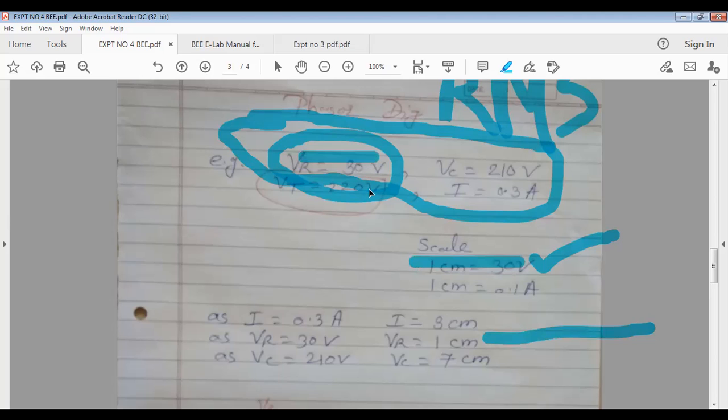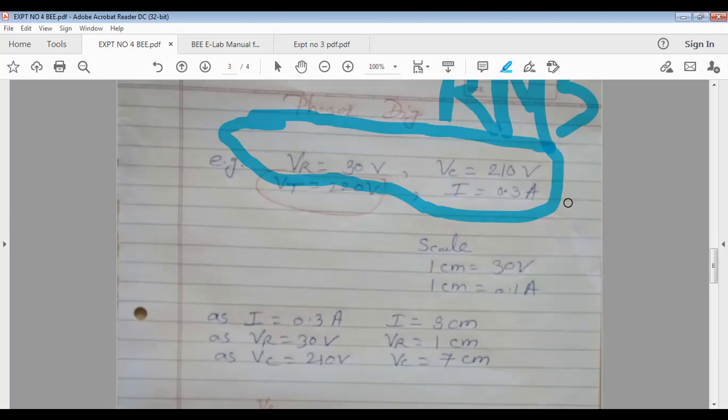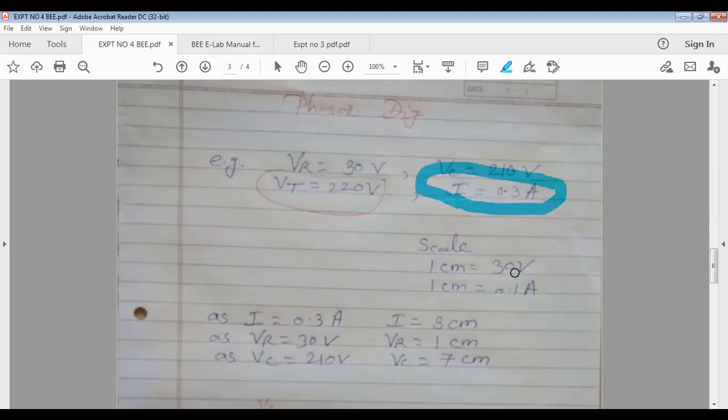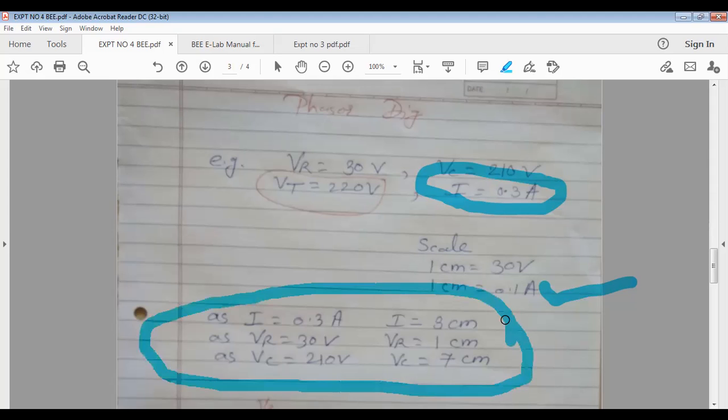VR will be 1 centimeter because the scale I have selected is 30 volt equals 1 centimeter, and VR is, suppose, 30 volt. Then see the value of VC and the scale. So VC will be how much centimeter? 7. Correct, it will be 7 centimeter. Now see the current. Suppose I got a reading of 0.3 ampere, and the scale is 0.1 ampere equals 1 centimeter. So how much centimeter will it be? 3 centimeter. Here I have already written it. So like this, you have to convert volt and ampere into centimeter.